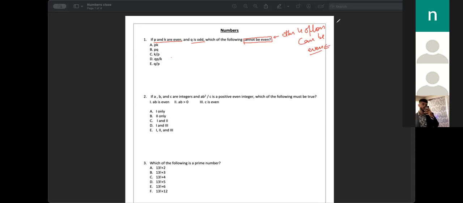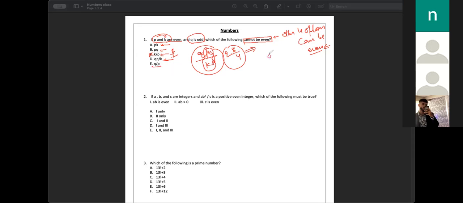Let's see. P into K definitely would be even because both of them are even. P into Q would also be even because one of them is even. K upon P might be even, right? One even upon another even can be even, right? 8 by 4, 8 by 2 can be even. So C is also out. QP upon K can still be even, because P upon K, both are even. If P is 8, K is 4, then the entire thing would definitely be even.